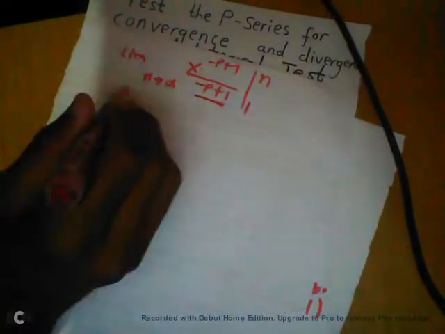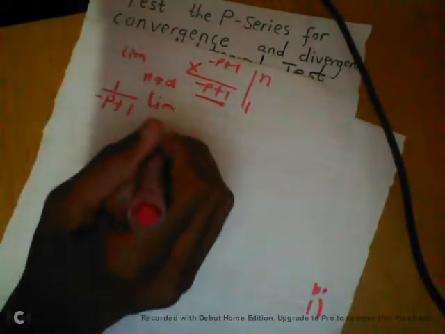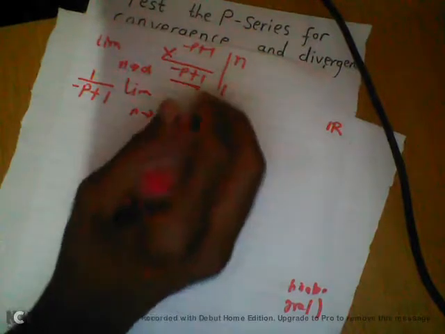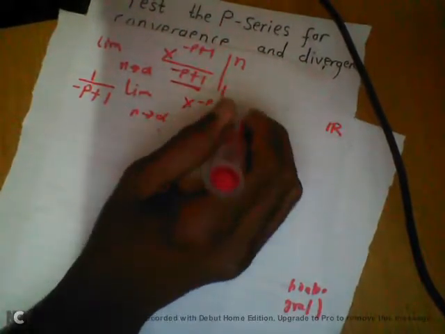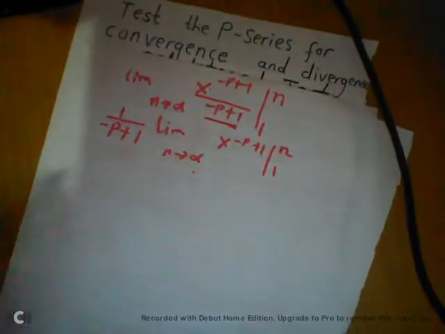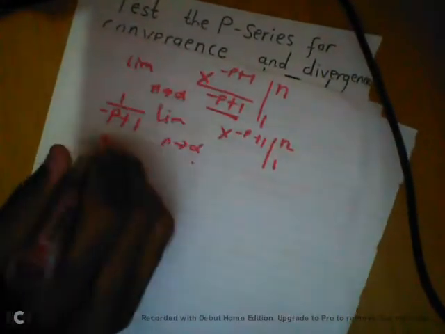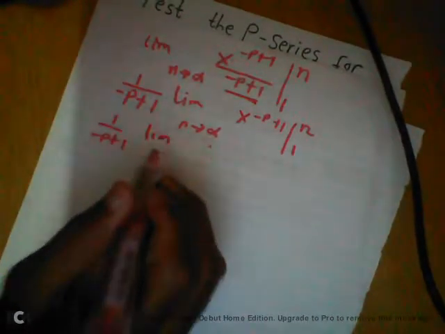So we take it back. We say 1 over (-p+1), and then the limit as n approaches infinity, and this one here will be left with x^(-p+1) evaluated from 1 to n. Okay, so I can substitute this one in. So 1 over (-p+1), let's go quicker now, the limit as n approaches infinity. Okay, let's substitute in here.